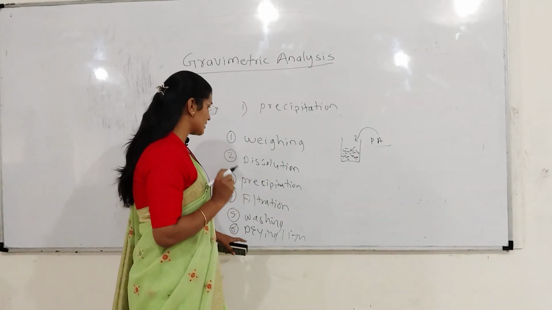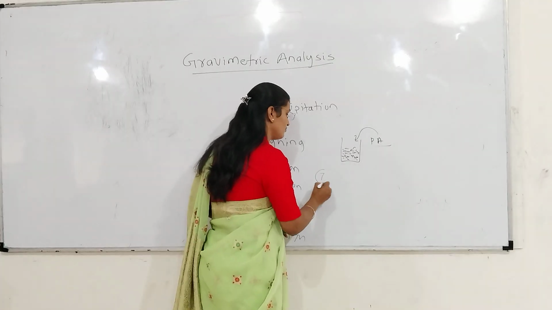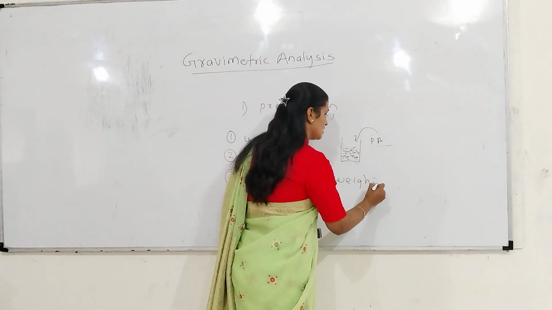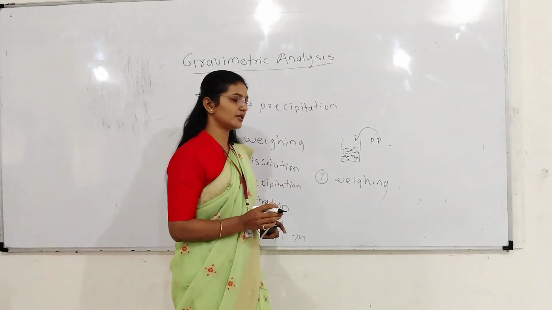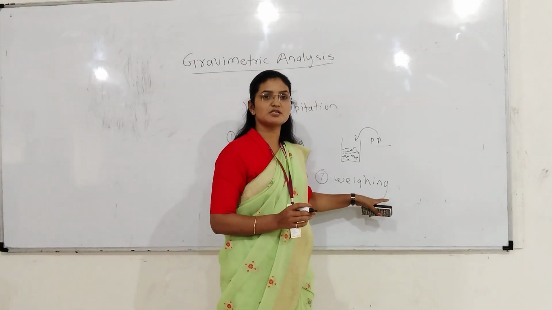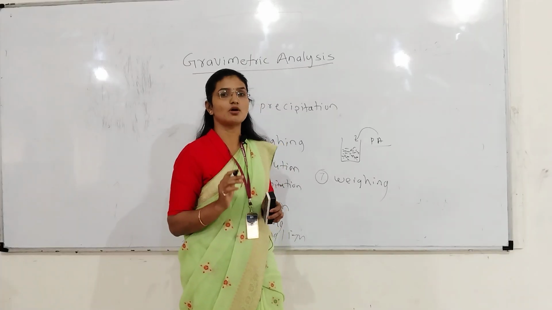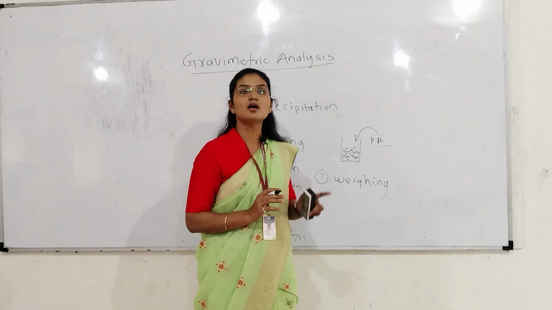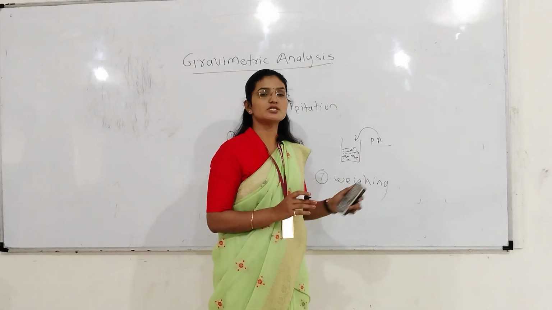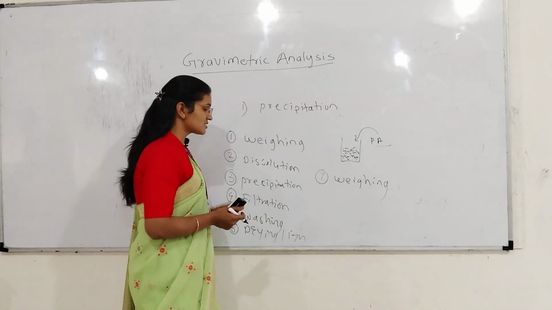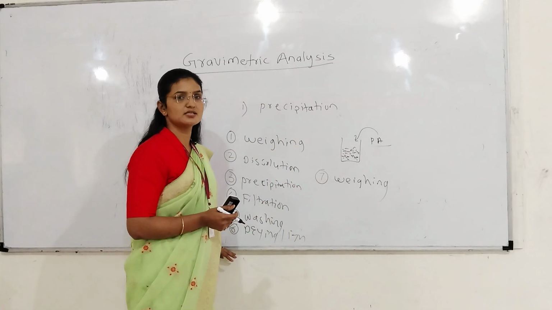This is the sixth step, and the last step in your gravimetric analysis is again weighing. You have to weigh the dried precipitate in grams or milligrams. Then you will get your result of the gravimetric analysis. So these are the steps for the gravimetric analysis.